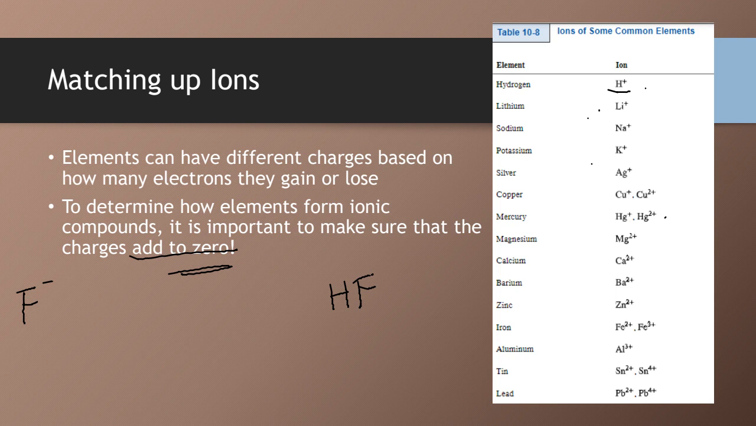We could do the same thing with copper. But if copper has a +2 charge, fluorine still has only a -1 charge. If we wanted to combine the two, we'd need two fluorine molecules. And so we would write that as copper with two fluorine molecules. Now the charges +2 and -2 would add to zero. And so that's how we put those compounds together.